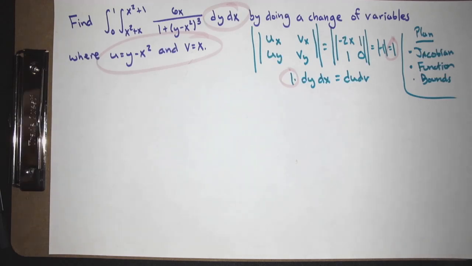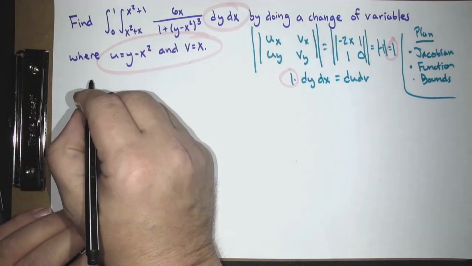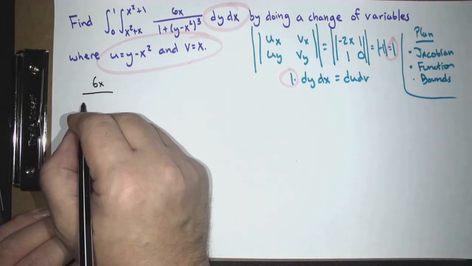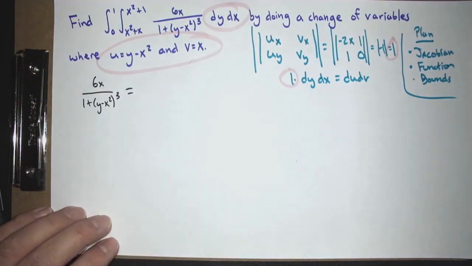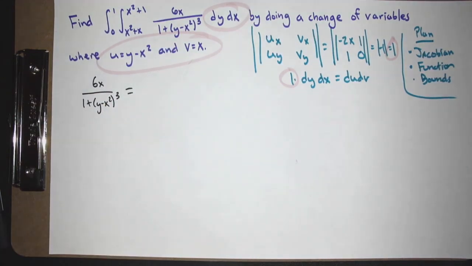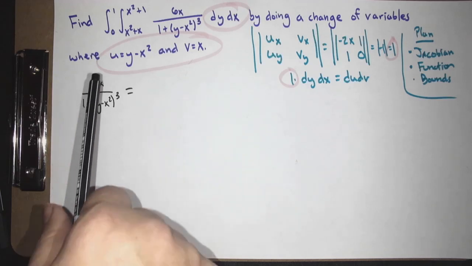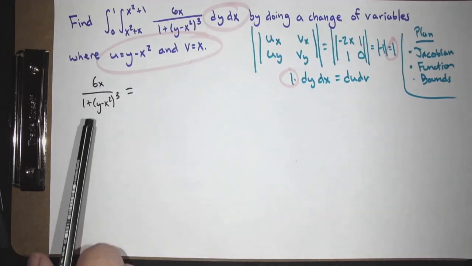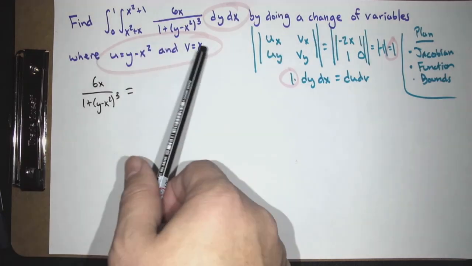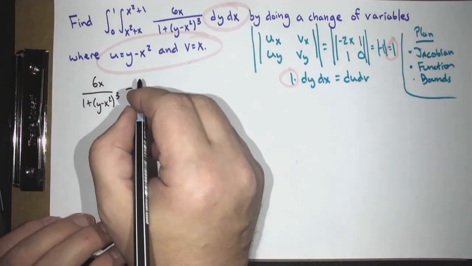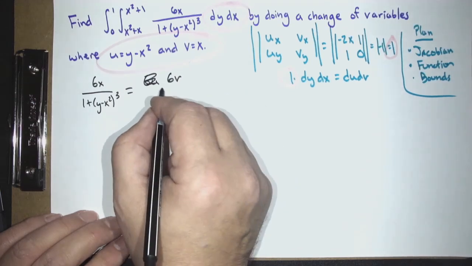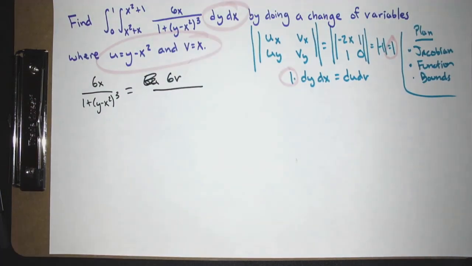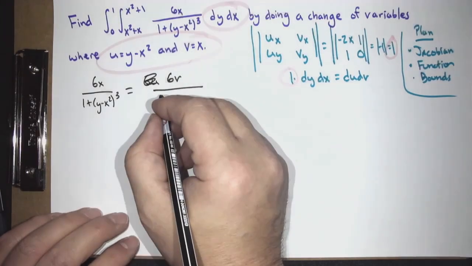Function. So we have to take 6x over 1 plus y minus x squared cubed and rewrite that in terms of u and v. So usually you just look for chunks of u and v on the inside. For instance, 6x, is there a way to write that in terms of u and v? 6v. And 1 plus y minus x squared cubed, is there a way to rewrite that in terms of u and v? Yeah, 1 plus u cubed.